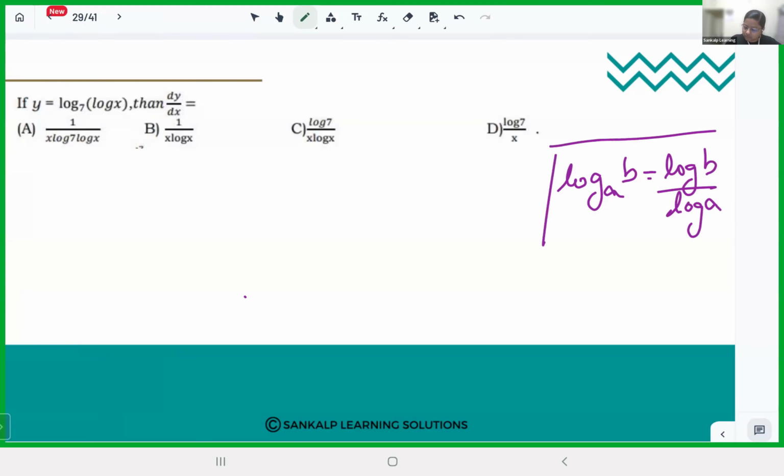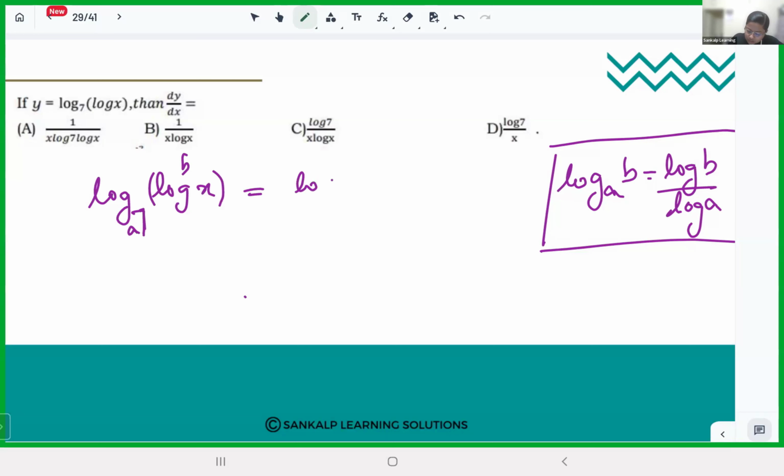So this one you have to apply here, which means this log of log x to the base 7. This is to the base 7. So this can be written as, here this one is b and this one is a. So how can you write this one? Log b by log a. Here b is log x, and 7 is a. So log of log x by log 7.